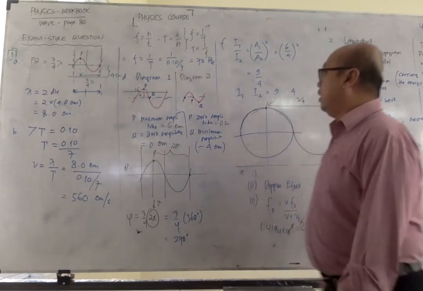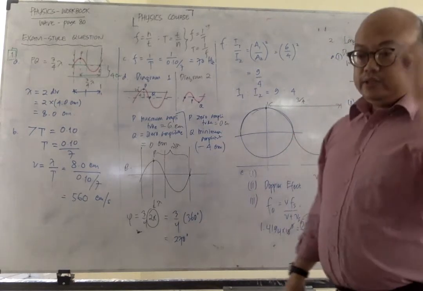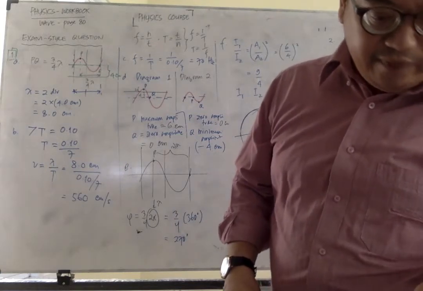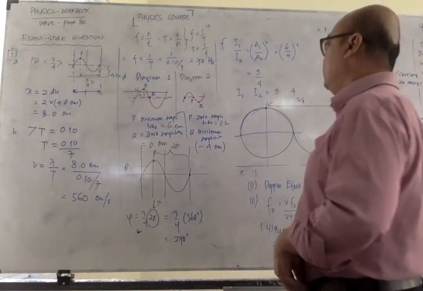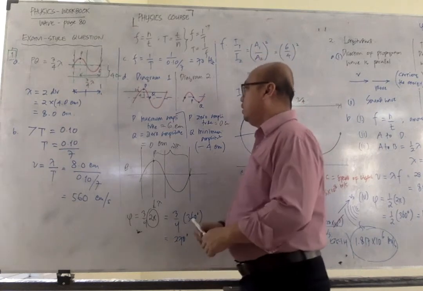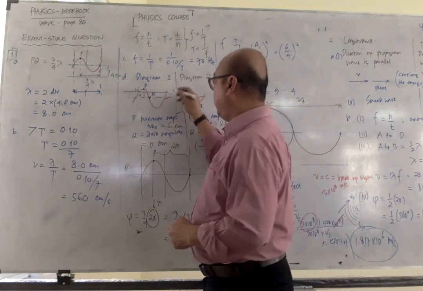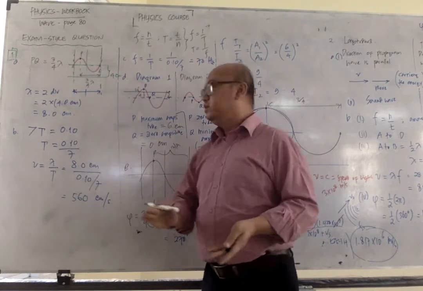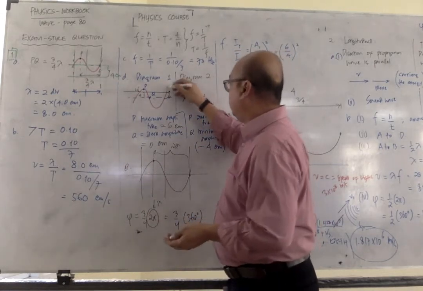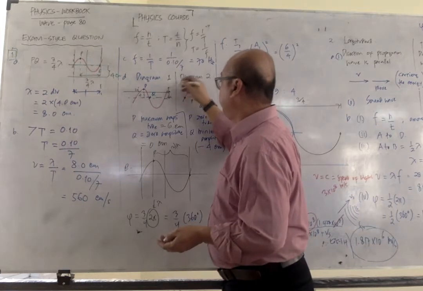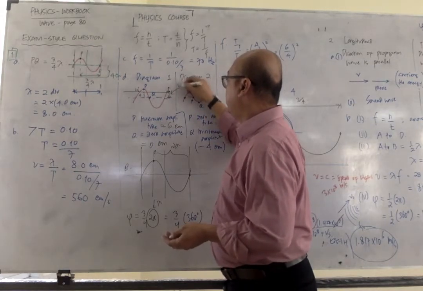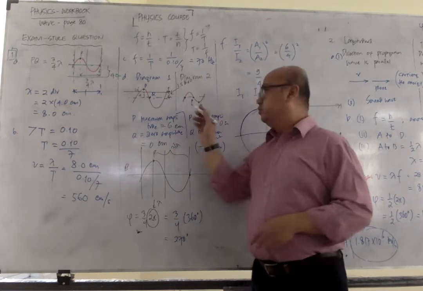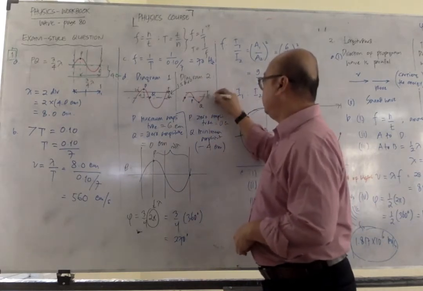Now, question D is to compare the amplitude of the wave at P and Q. On diagram 1, this is one div, and this is also a half div, so around 1.5 div. But in diagram 2, this is only one div.